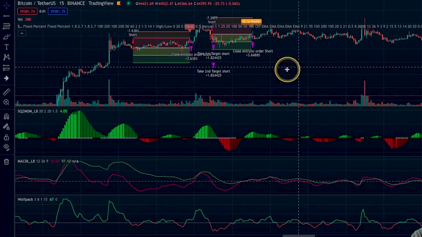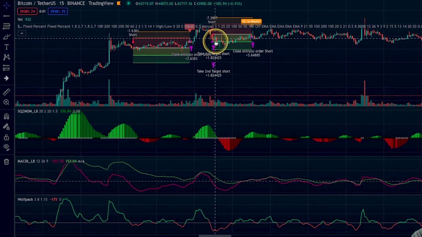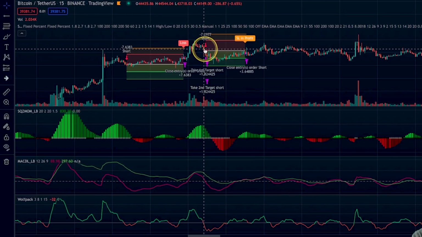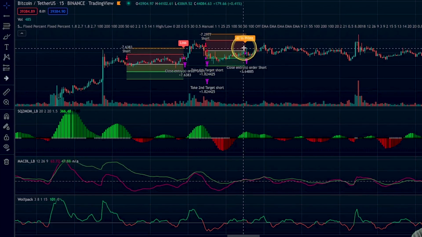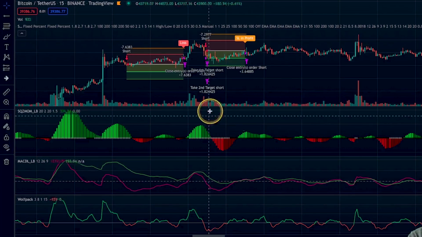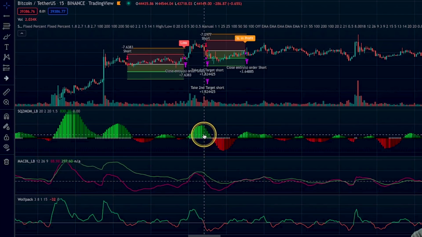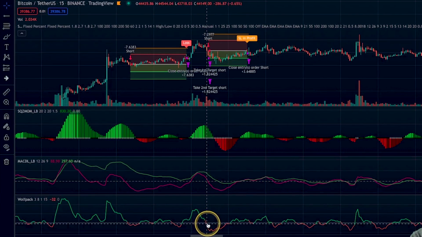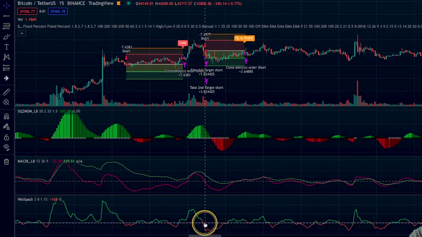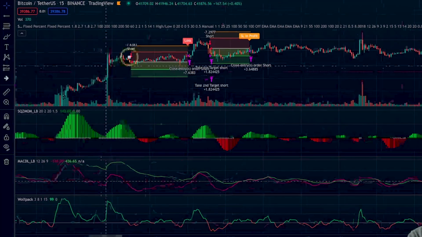Right, okay, so as you can see, this entry here was a good entry for short. It actually went all the way to the first take profit and went back up and came out at the stop loss. So as we can see, it is getting the entries where it should. We're in the dark green here, we are green over red, and we are in the red on the Wolfpack ID. So the shorts are absolutely perfect.